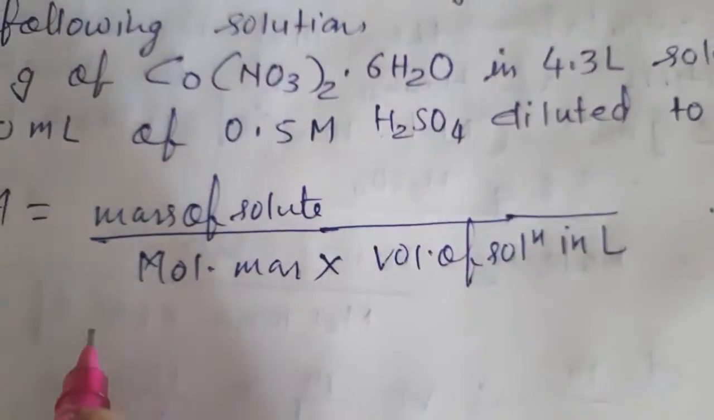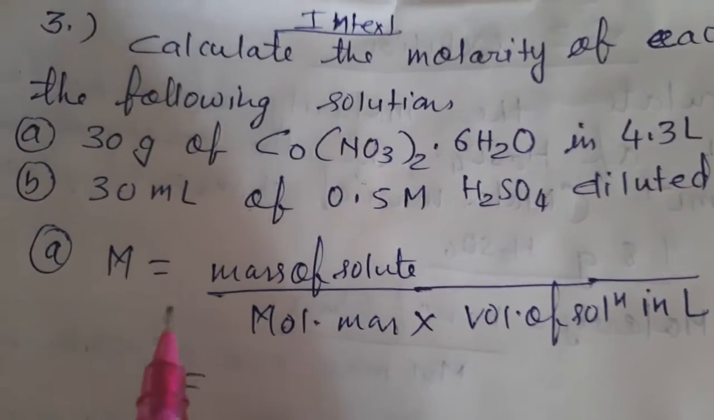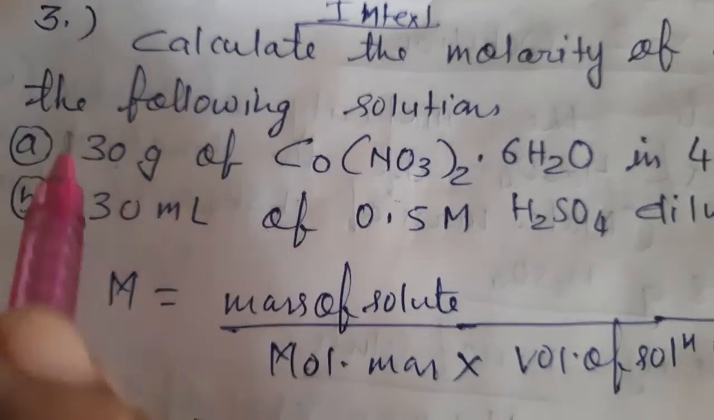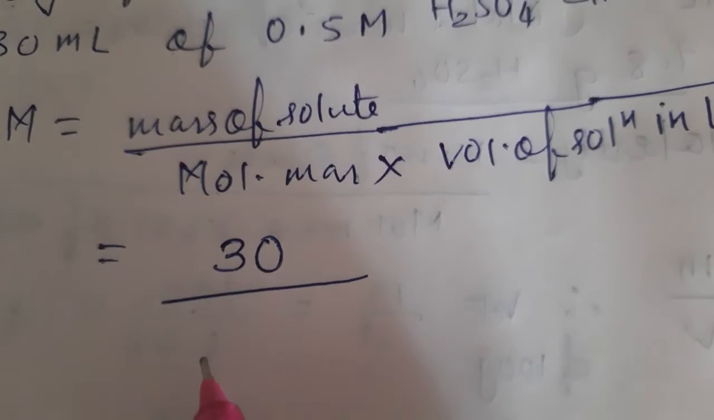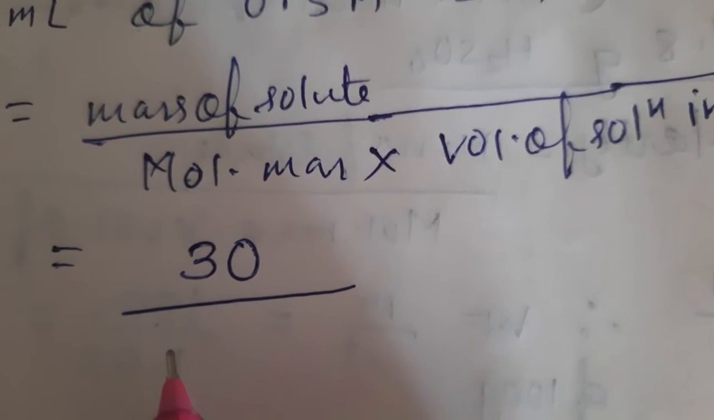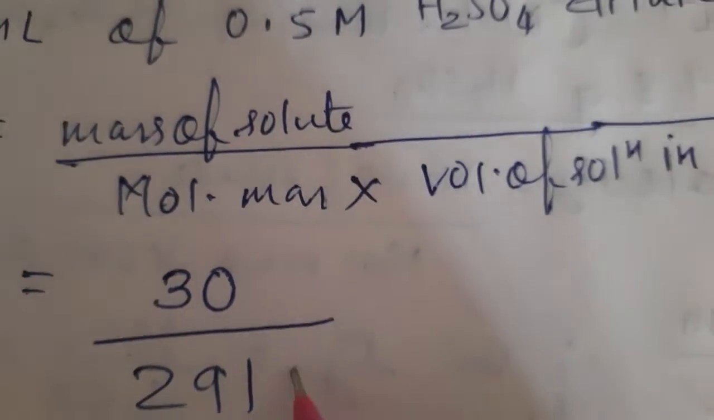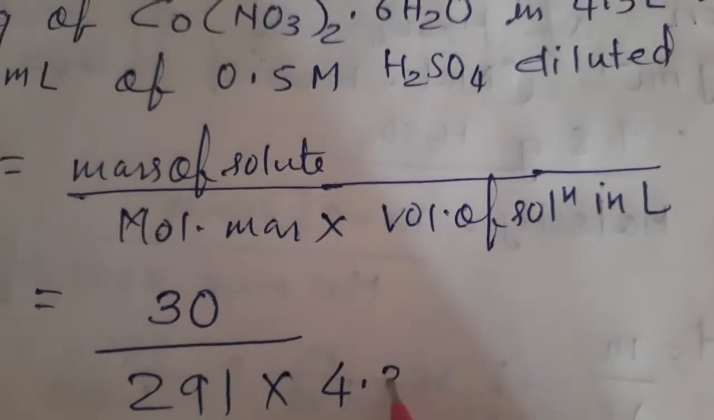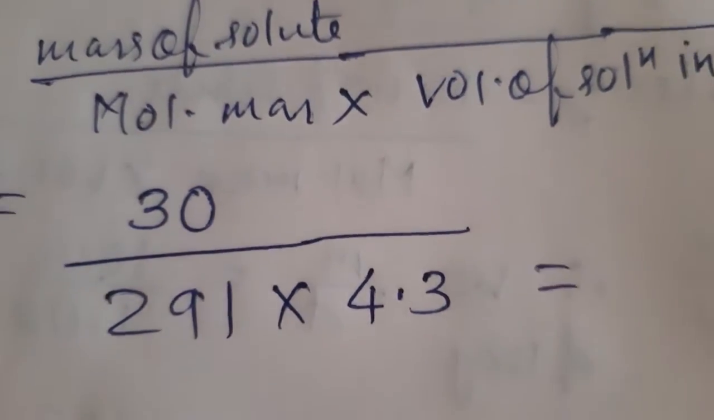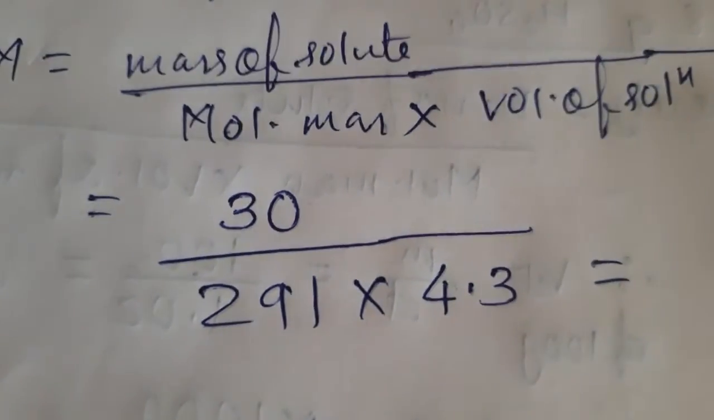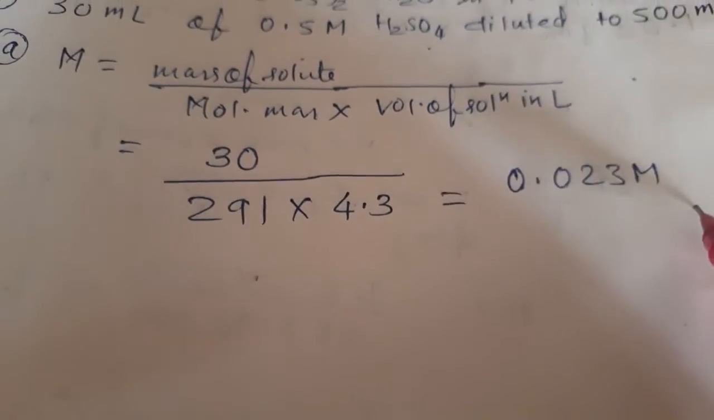So here we will write what is the mass of solute, beta. Mass, first we have to see, 30 gram in A. So 30 divided by, when you will calculate the molecular mass of cobalt nitrate, it is 291, into 4.3 liters. So it is already in liter, no need to convert. When you will divide, it will become, let me show you, 30... So answer will come 0.023 molar.